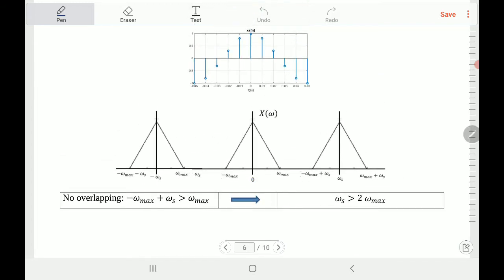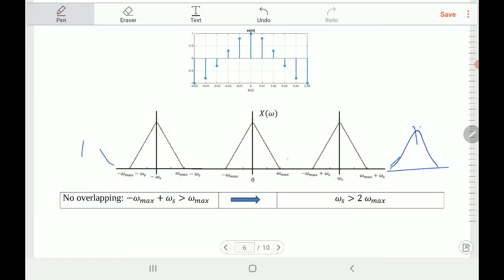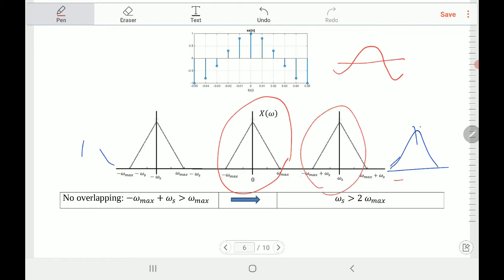What I plot here is the spectrum for the discrete signal. I hear somebody asking, only three things? No. You have to infinity, but I don't have space. You can continue to minus infinity and plus infinity. So what do you observe? The first observation is that's the original spectrum of the continuous signal that I started with. Then after sampling this signal, we got many copies. The same copies, just repeated. That's the first observation.